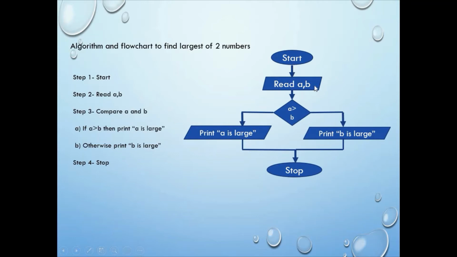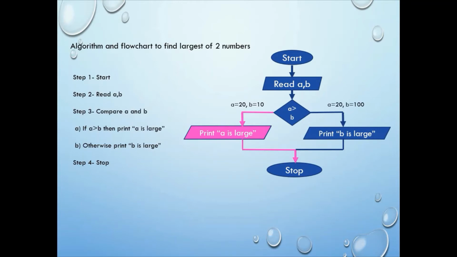Start, read A, B. So A and B are the two numbers. Here we are checking the condition: if A greater than B. If A is greater than B, it goes here and prints A is large. If A is not greater than B, it goes here and prints B is large. For example, suppose A is 20 and B is 10. The condition becomes true, so it follows this path and prints A is large.